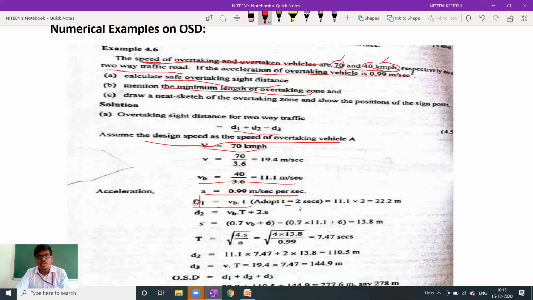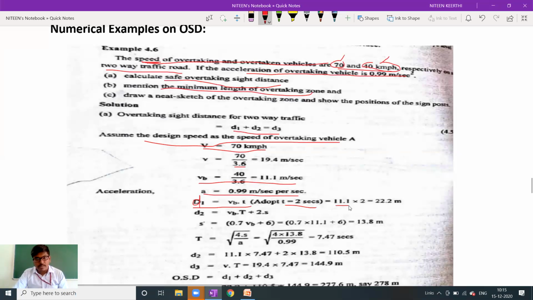So T is equal to 2 seconds. As already mentioned, for stopping sight distance, the reaction time T will be 2.5 seconds as per IRC suggestions. But for overtaking sight distance, you can take 2 seconds because here the driver is only trying to find the opportunity to overtake a vehicle. That's why you can take T as 2 seconds.